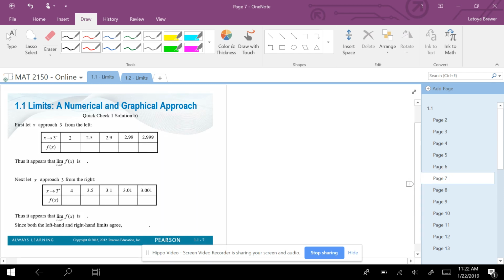So let me skip to where my work is. So here's what we're going to do. I have a table in your PowerPoints, and I broke it up. I have two little tables here. We're going to approach 3. This is where we approach from the left. We're going to approach 3 from the left. I have that little minus there.